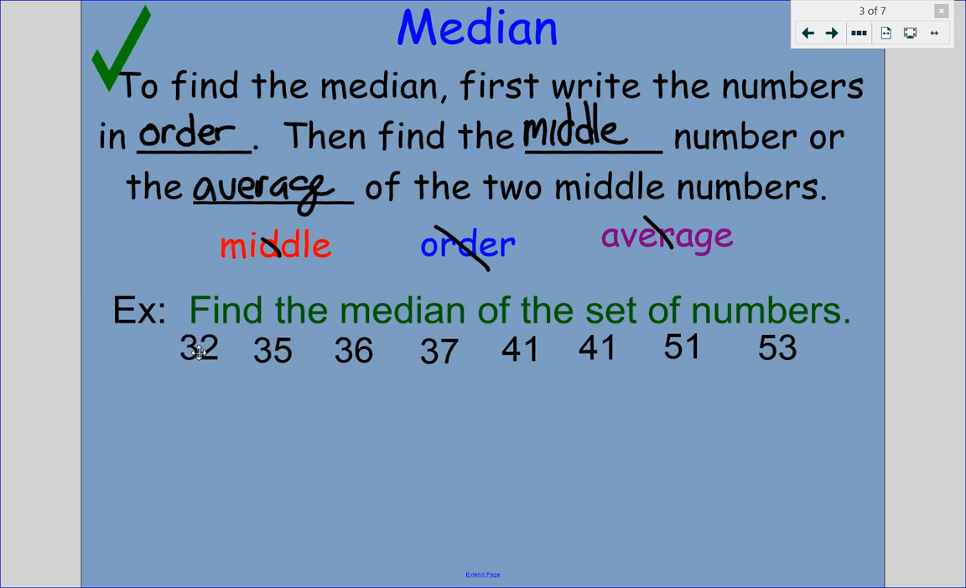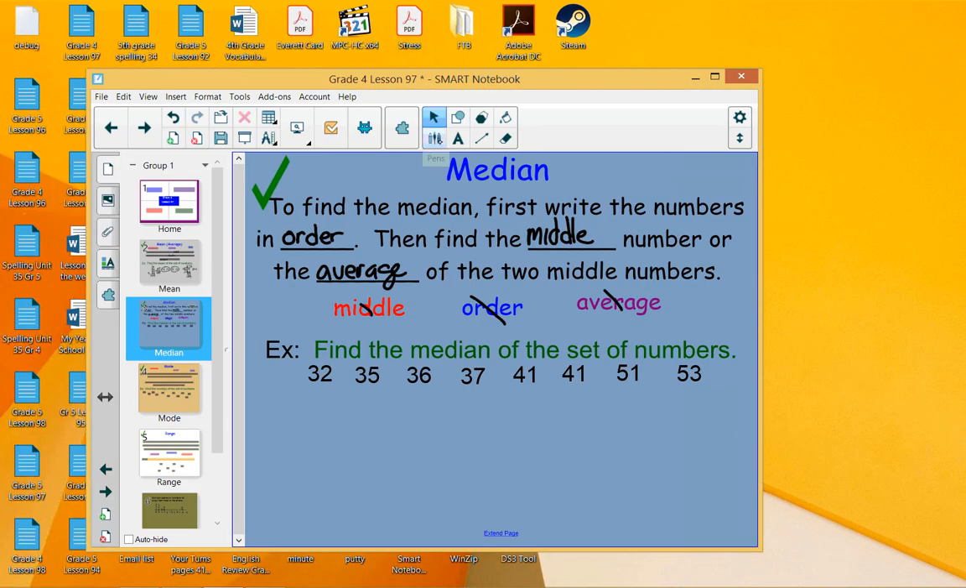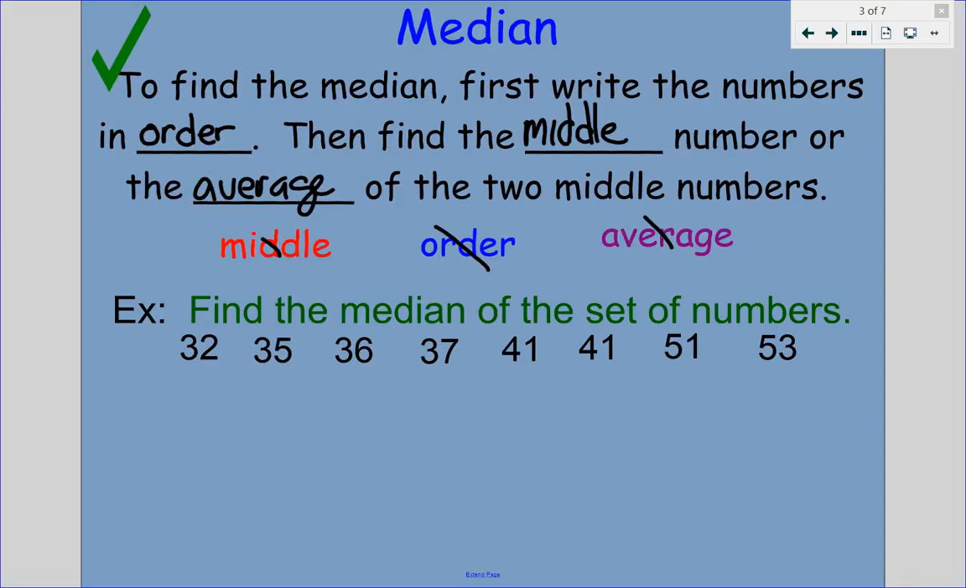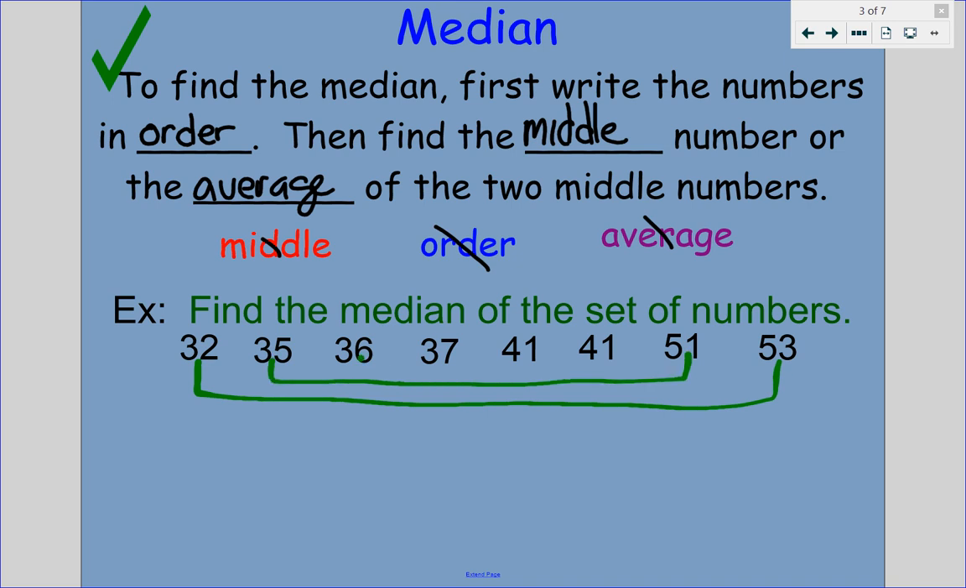So to find the median, first thing we do is put them in order from least to greatest. Now the second thing we do is find the middle number or numbers, depending on how many numbers we have. So what I do is I pair them off, the least to the greatest, the second least to the second greatest, the third least to the third greatest, and so on, until I come to the middle. Here's the middle. I have 37 and 41.